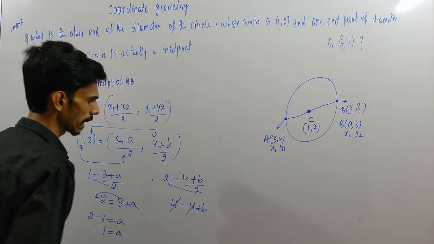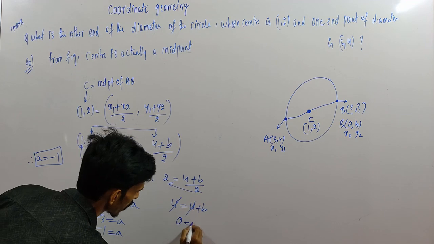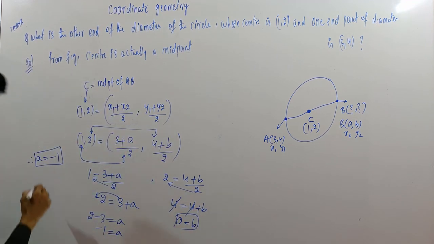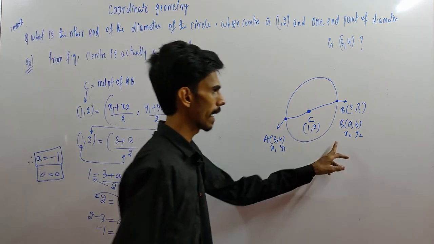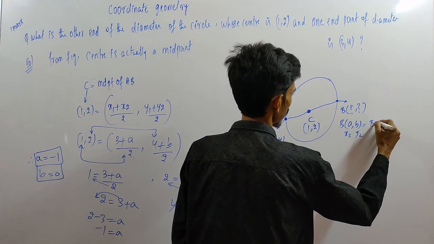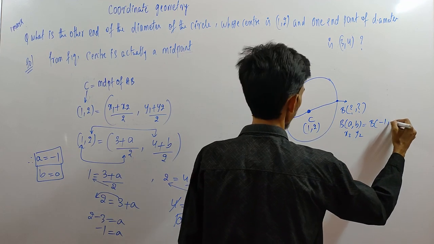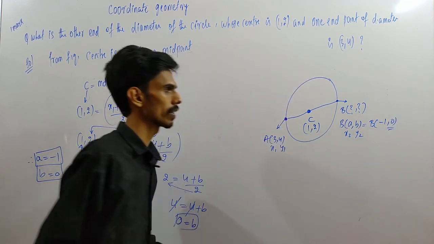This 4 and this 4 will get cancelled. We have 0 is equals to b. That is, b value is 0. So we got this other end as minus 1, 0. Answer for this question.